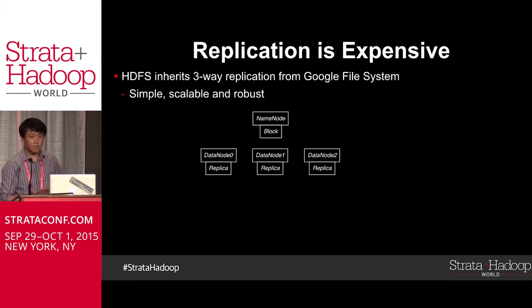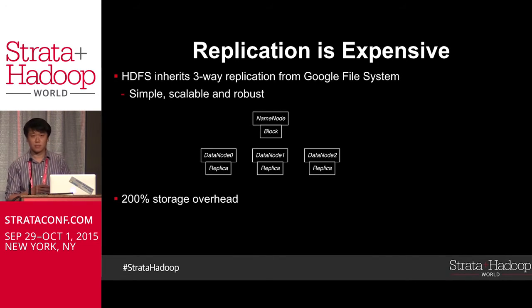So when the Google file system paper was published over a decade ago, the objective there was to store a massive amount of data on a large number of cheap computers. To achieve that goal, a breakthrough design was to use machine-level replication to protect against machine failures instead of relying on expensive special-purpose hardware. This works well. The replication mechanism is simple, scalable, and robust. Therefore, it has been inherited by HDFS and other later file systems.